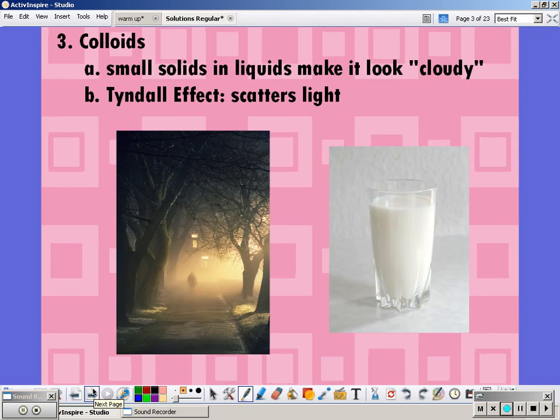A colloid, you see small solids in the liquid and it looks cloudy. Another way of saying that is you see the solute in the solvent and it looks cloudy or foggy. So fog is actually a colloid. You have water molecules in the air, so the water is the solute, the air is the solvent. Now the Tyndall effect is used to show that it is a colloid. The Tyndall effect means you shine a light through and the light scatters. So when we see fog in the morning, the lights seem to have this halo around them, and that's the scattering of the light.